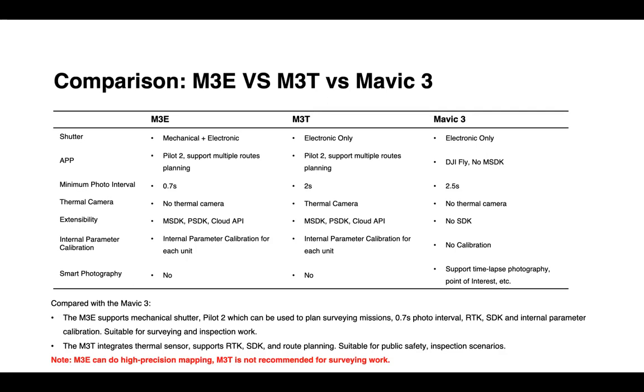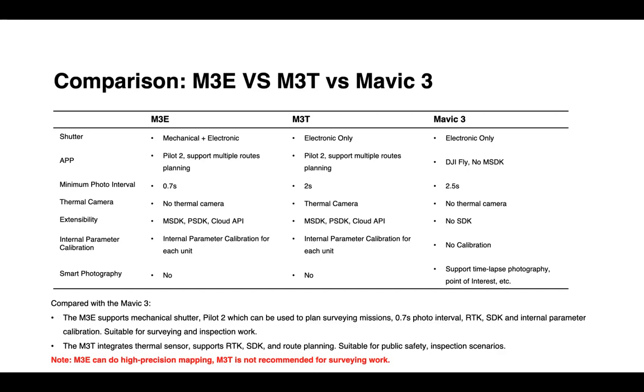Minimum photo interval, M3E, we're looking at 0.7 seconds. M3T, we're looking at 2. And the Mavic 3, we're looking at 2.5 seconds. Thermal camera side, the Mavic 3E, obviously no thermal camera, same with the regular Mavic. The M3T is where you're going to get that thermal camera offering. Support of the mobile SDK, PSDK, and Cloud API on the enterprise side, M3E and M3T.